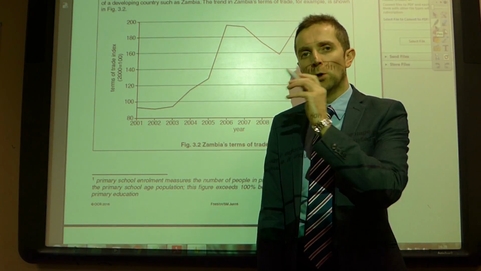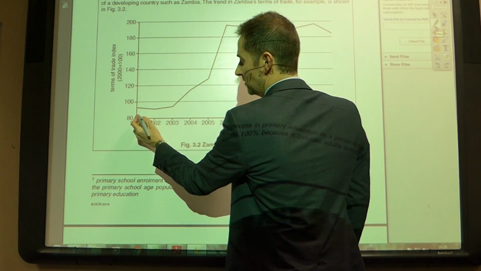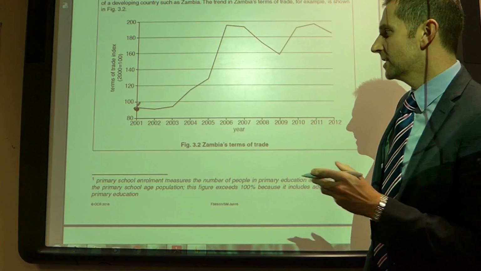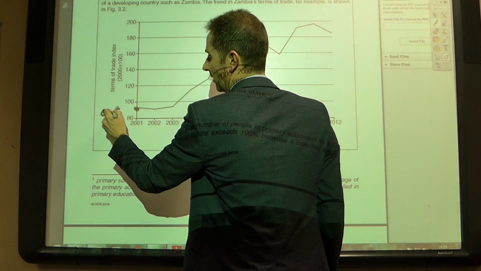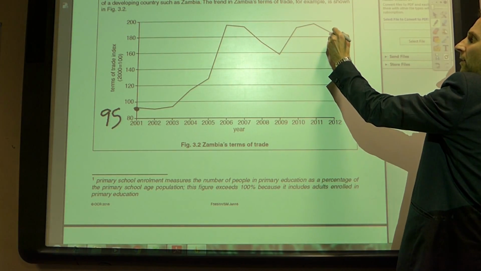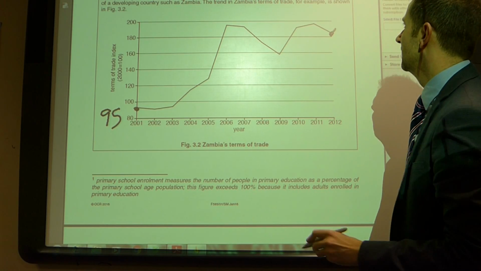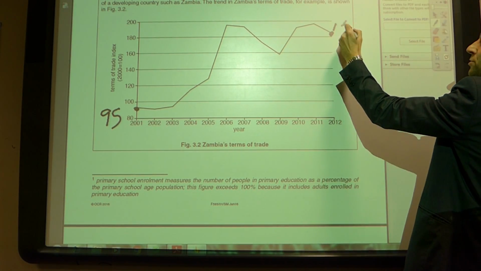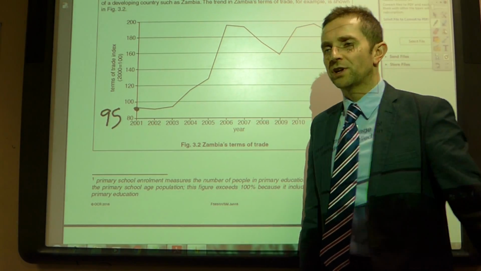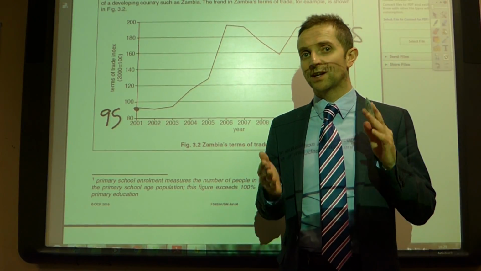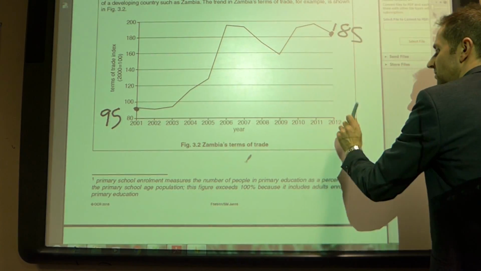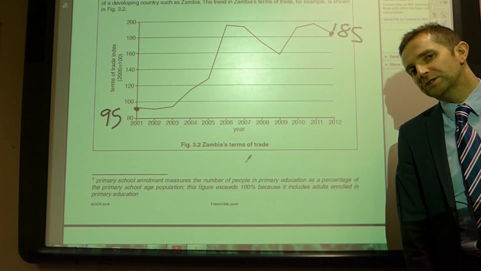Let's work it out for the whole time period. So in 2001, just here, the value of the index, I'm going to call that 95. In 2012, the value of the index, let's call it 185, more or less. So how do we calculate the percentage change, in this case the improvement in the terms of trade, from 2001 to 2012? This is how we do it, ladies and gentlemen.